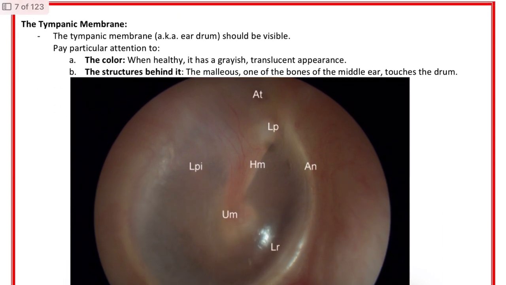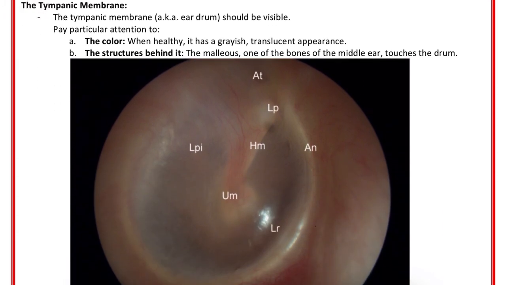So if you're seeing this part, the tympanic membrane, you can see this type of tympanic membrane here. The tympanic membrane is also known as the eardrum, so easily it will be visible. The color will be translucent in appearance, and grayish. If it is grayish and translucent, and the eardrum doesn't have any holes or anything, then that is a healthy tympanic membrane.